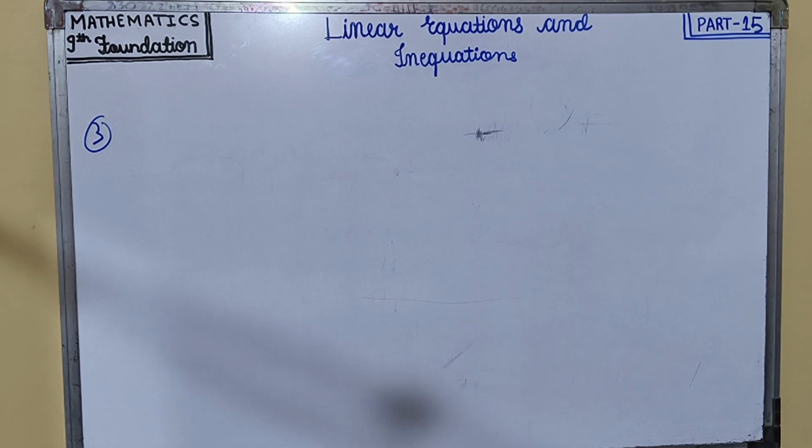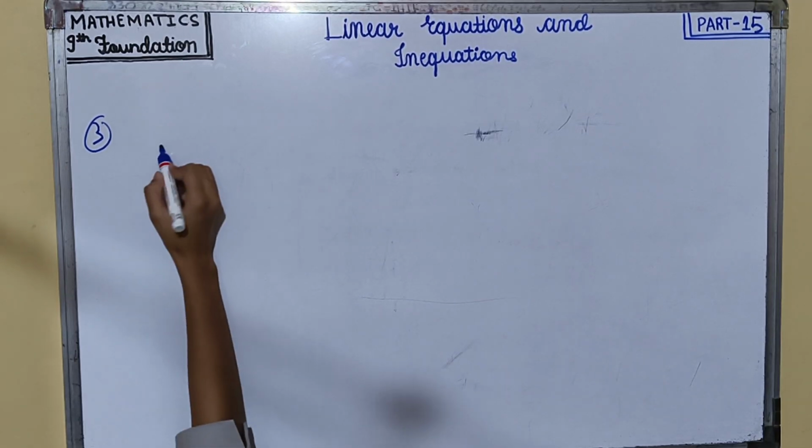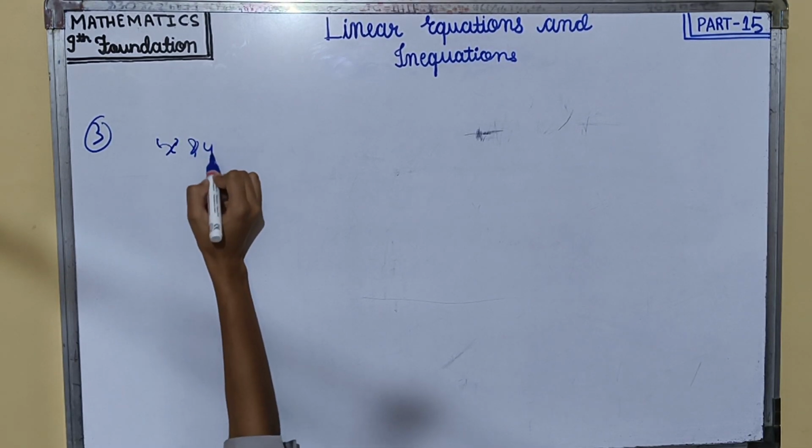The question is 9 is to 7 is the ratio of the incomes of Sunil and Anil, while 4 is to 3 is the ratio of their expenditure. If each of them saves rupees 200 per month, what are their monthly incomes? So let the income of Sunil and Anil be X and Y.